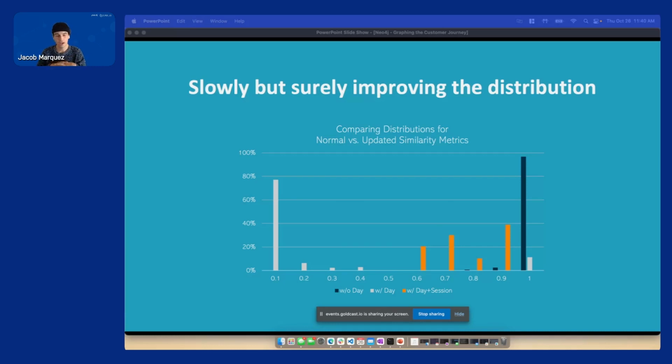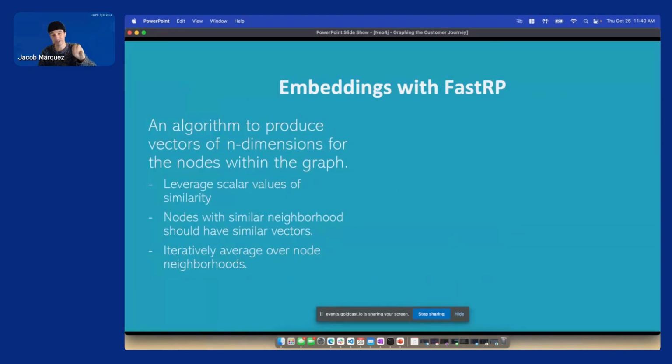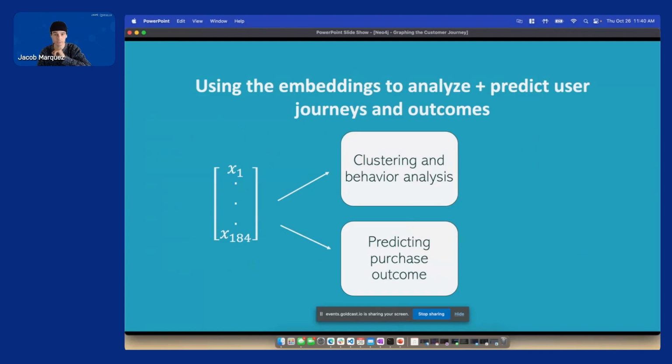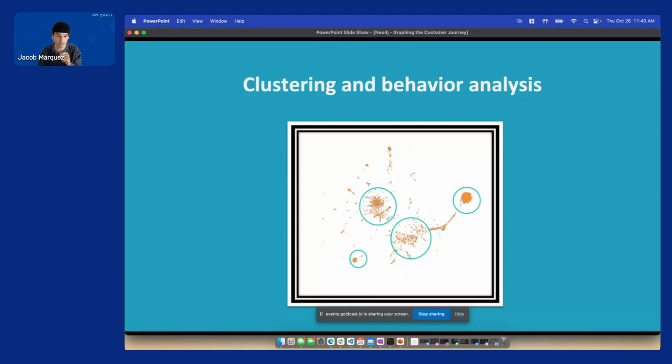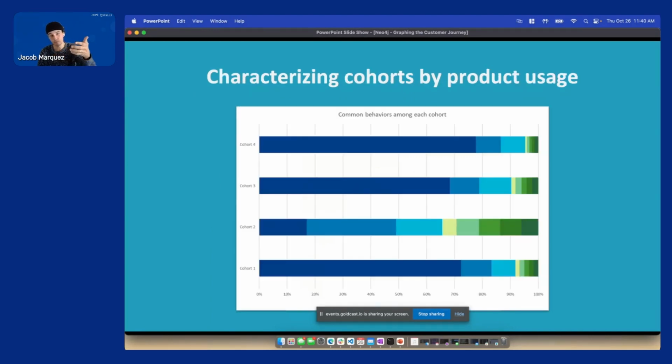I didn't get to go over the rest of it, but essentially, as mentioned, it takes into account these node similarities and starts building embeddings with FastRP. So now we're building embeddings for the users based on the similarity of the days. Ultimately, we'll be able to do things such as cluster analysis and predicting an outcome. Here's an example of clustering based on the embeddings. We identified 4 cohorts and saw that one was highly different. The activity that happened in that cohort was very different, so we can start making assumptions on what types of users those are.